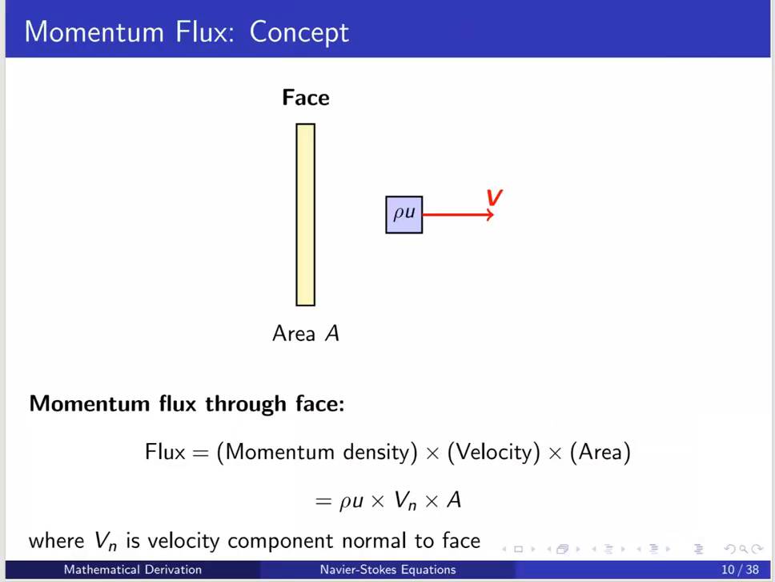Now here is the momentum flux concept. Here we are considering one face, and that face has area A. From this face, the momentum flux through this face is momentum density into velocity into area. So here x momentum is going out from this face, that is ρu, which is momentum density, and then velocity into area. So ρu into Vn into area. Vn is the velocity component normal to the face.